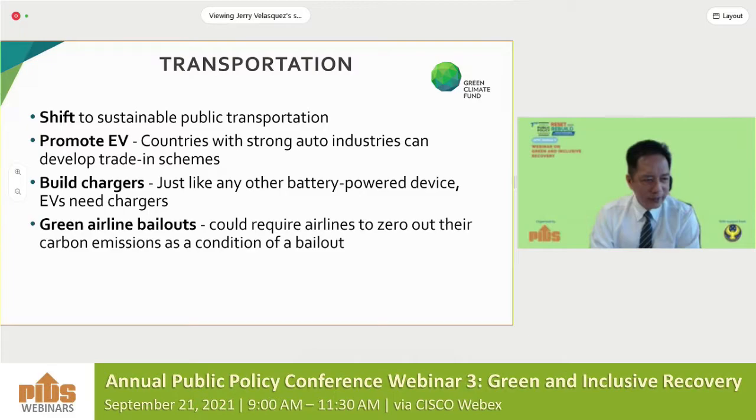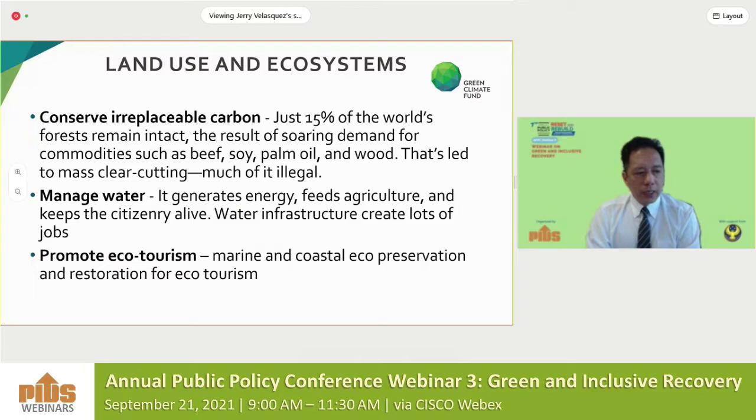Land use and ecosystems. We need to conserve irreplaceable carbon. The last thing we want is, as part of the recovery, we start cutting our forests. Just 15% of the world's forests remain intact. So we need to actually preserve our ecosystem, because they are also our lungs. And there are many things that they could also do to actually protect our recovery from the pandemic. Manage water, generate energy, feed agriculture, keep citizenry alive.